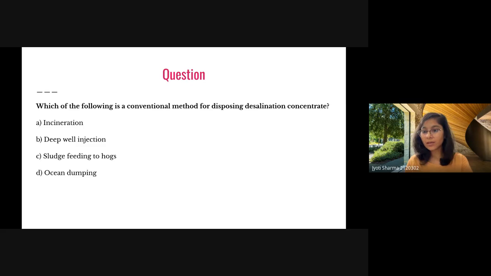So yes, Sagar and Priscilla gave me the B answer. So yes, we can throw that water into a deep well using injection. So we can inject that water into a deep well.